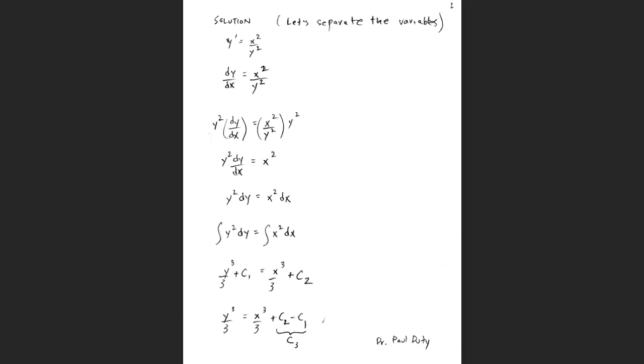Okay, let's take a look here. So we're going to do what's called separating the variables. What I do, first of all, is y prime on the left side, I express it as dy/dx. Now, we have dy/dx equals x squared divided by y squared. And how many variables are there in that differential equation?